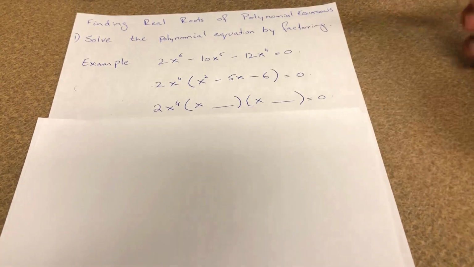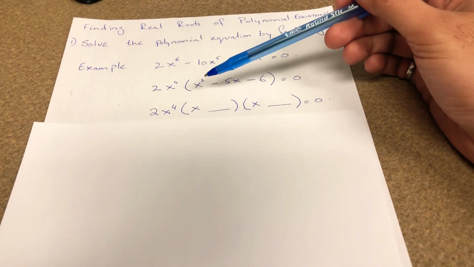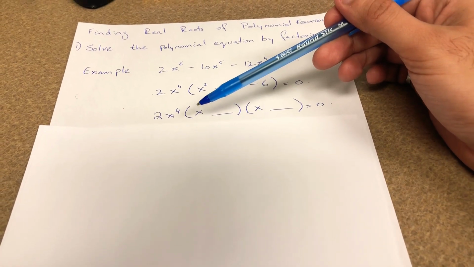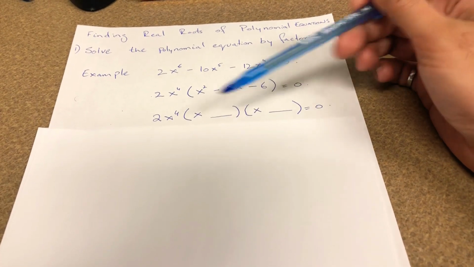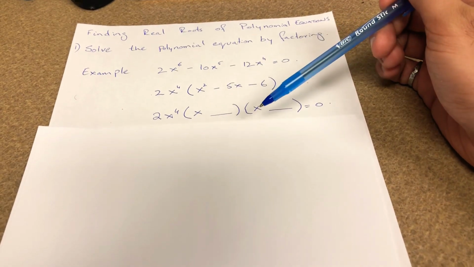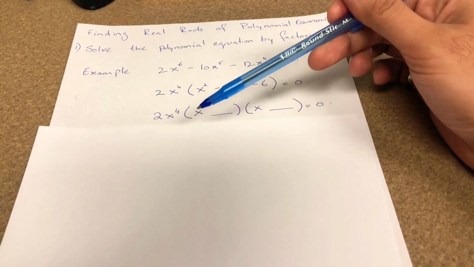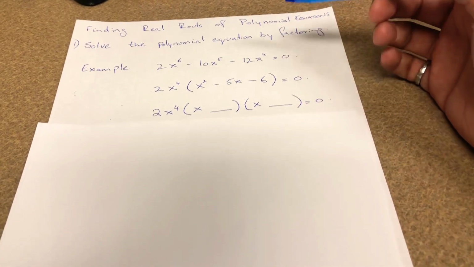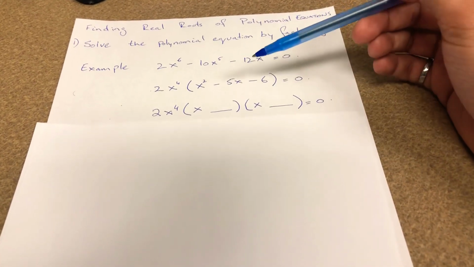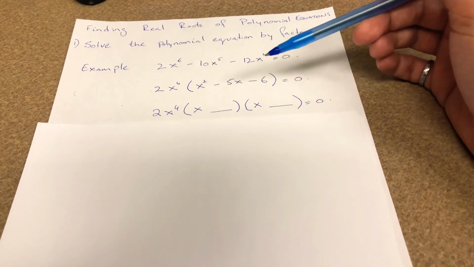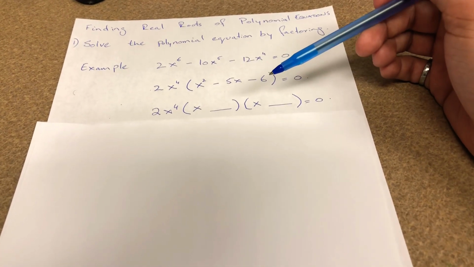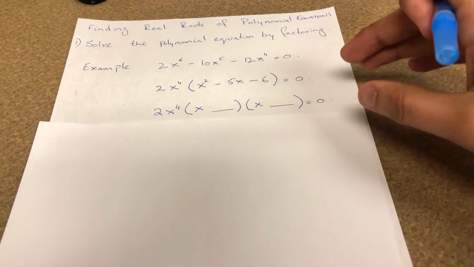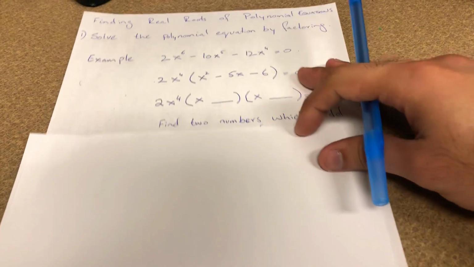Now we have to factor x squared minus 5x minus 6. Our first term will be x in the first bracket, and in the second bracket it'll be x again, because x times x will give us x squared. But we still have to find two numbers that multiply to give us minus 6 and add to give us minus 5.